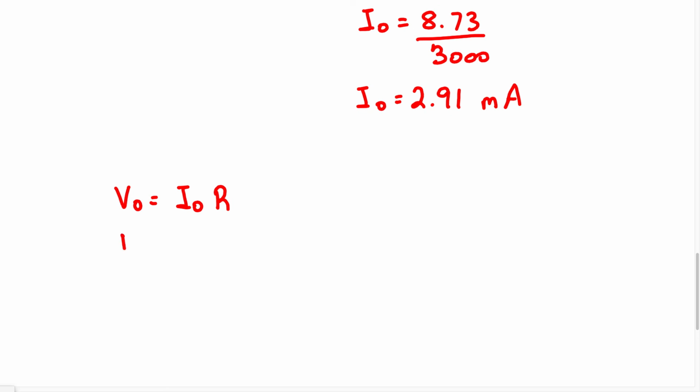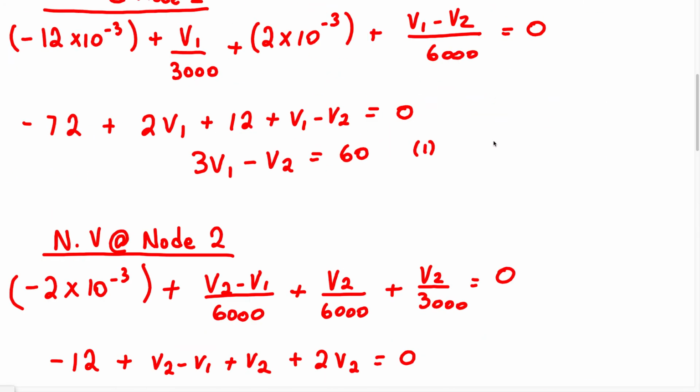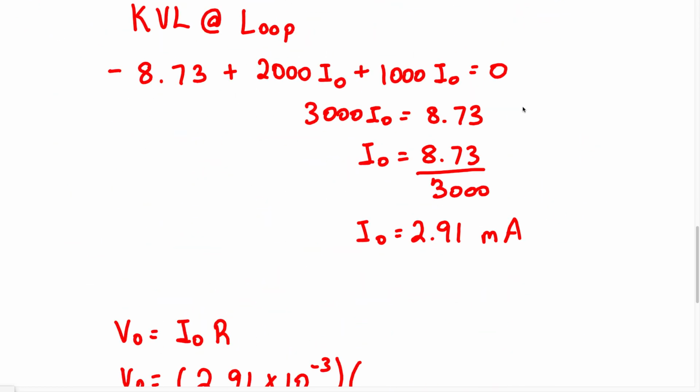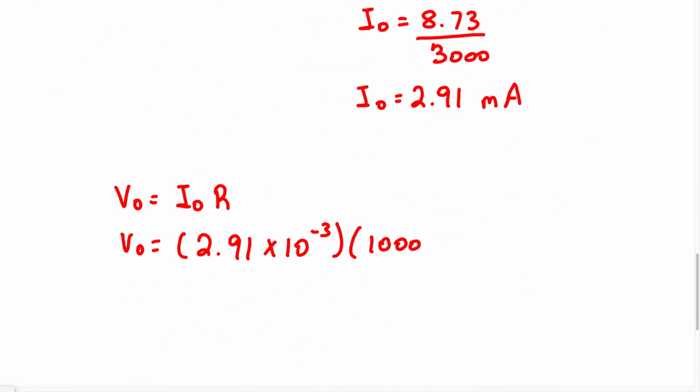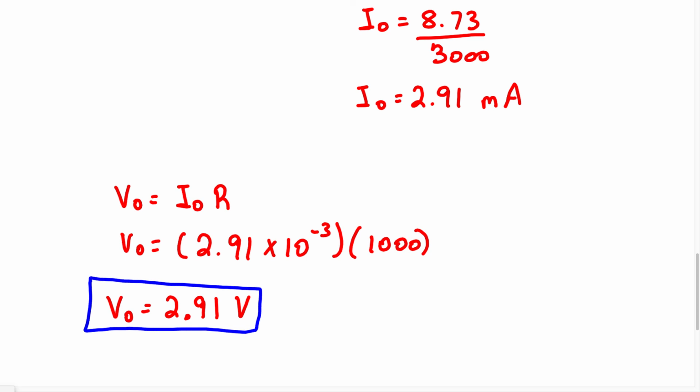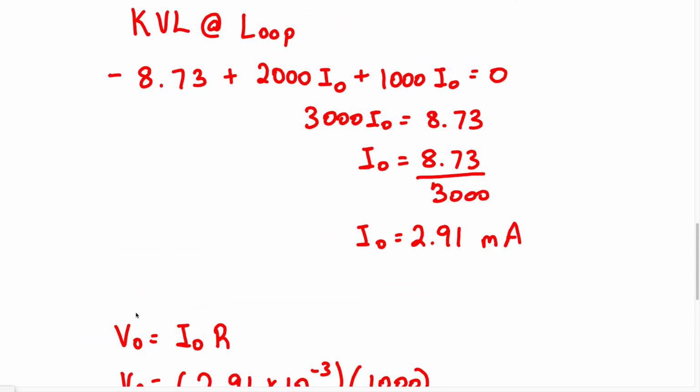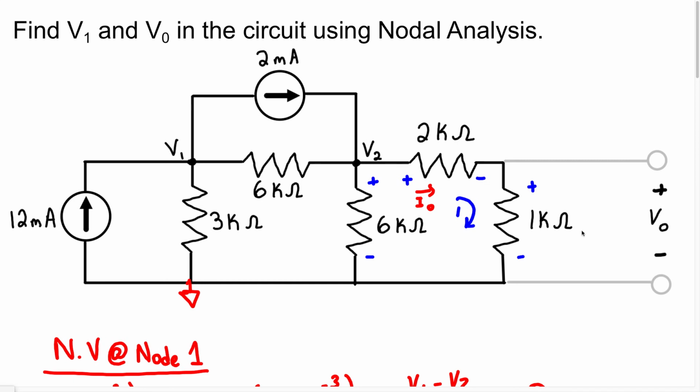We know VO equals IO is going to be 2.91 milliamps. So we have 2.91 times 10 to the negative 3 multiplied by the resistance, which is going to be 1K. So we can write 1000. So when you solve for this, VO equals 2.91 volts. So this is going to be our answer for the voltage across that 1K resistor. We're going to get 2.91 volts. Now that we have found the voltage VO, we have successfully solved this problem.